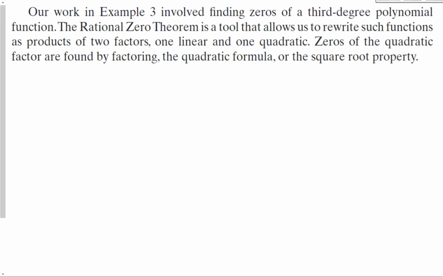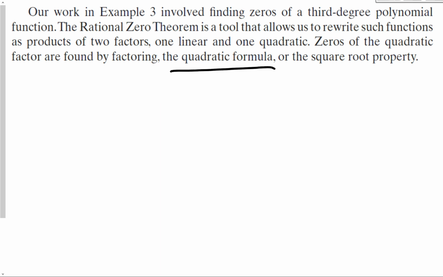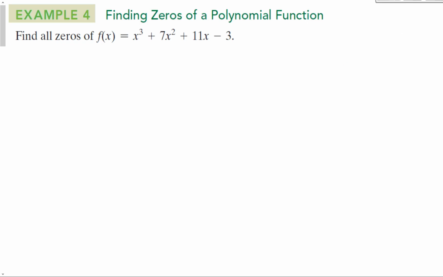Very good. So our work in the last couple problems involved finding zeros of a third degree polynomial function. The rational zero theorem is a tool that allows us to rewrite such functions as the product of two factors, one linear and one quadratic. Then the zeros of the quadratic factor are found by factoring, which is how we could do this problem and the problem after it, or if it doesn't factor, by using the quadratic formula. So let's try one where the answer might not factor.